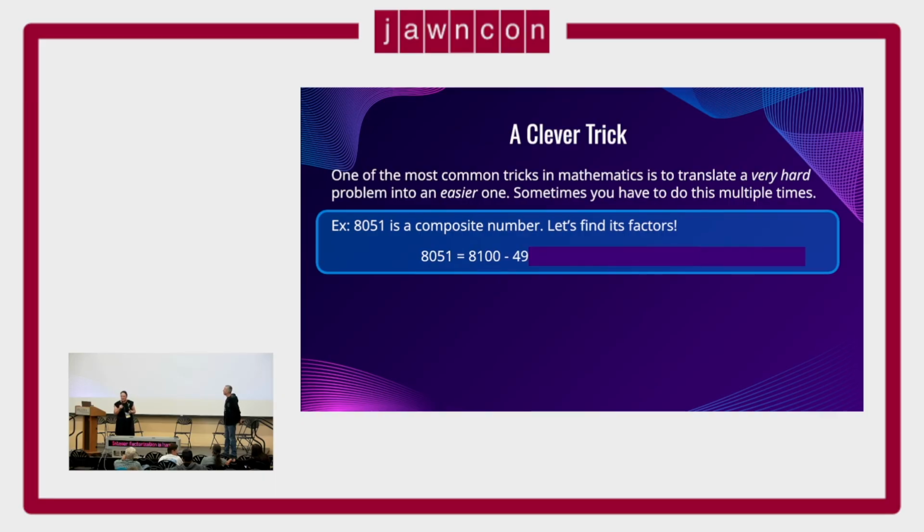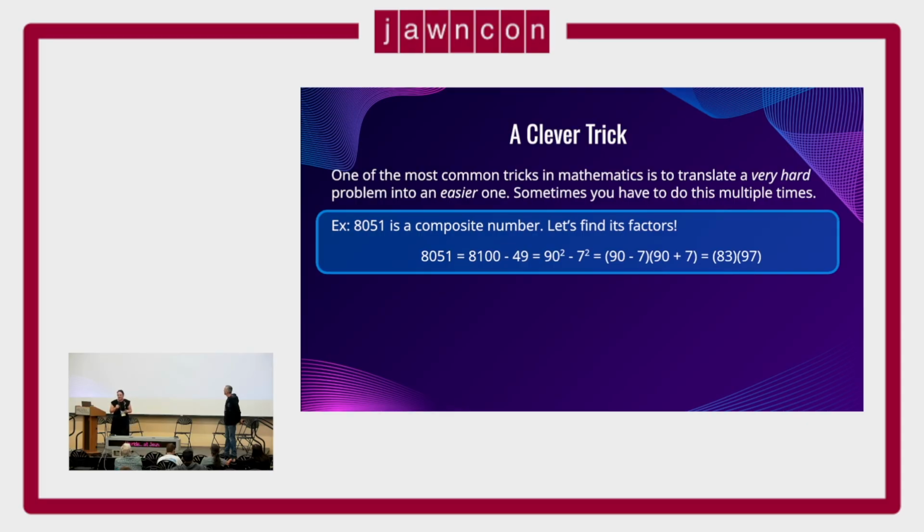Turns out 8100 minus 49 is 90 squared minus 7 squared. And this is a difference of squares. And if you do remember anything from algebra, you can write it like this, right? Okay, all right, now we're following. This is a cool little trick, and that gives you your factorization. So we needed to see a little trick there in order to transform this factorization problem into an easier problem.